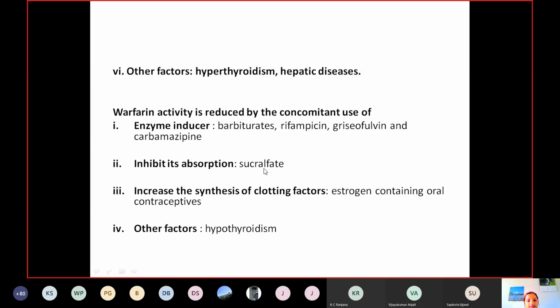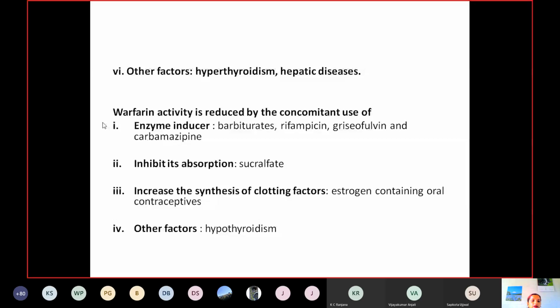Next is increased synthesis of clotting factor. Some drugs also increase the level of clotting factor, like estrogen-containing oral contraceptives. When used for the long term, these oral contraceptives increase the clotting factor. So when the clotting factor is increased, obviously we need a high amount of warfarin.